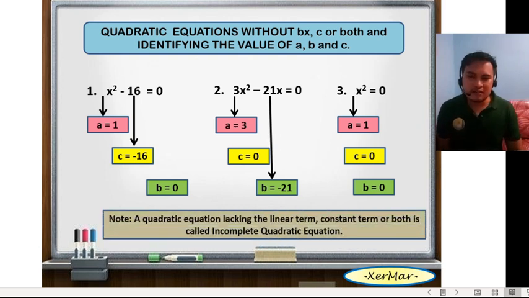Okay? Take note, students. A quadratic equation lacking the linear term, constant term, or both is called incomplete quadratic equation. At tandaan nyo rin, students, itong variable na walang makikitang numerical coefficient, meron yan siyang 1 as numerical coefficient, like sa number 1 and number 3. So, beside x squared, wala tayong nakitang number or numerical value, pero meron siya, which is 1. Hindi lang natin siya sinusulat. Sana klaro yan sa inyo students.